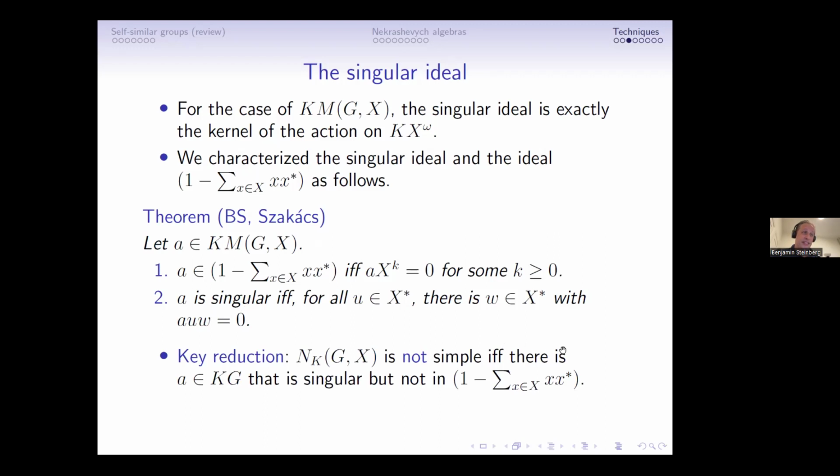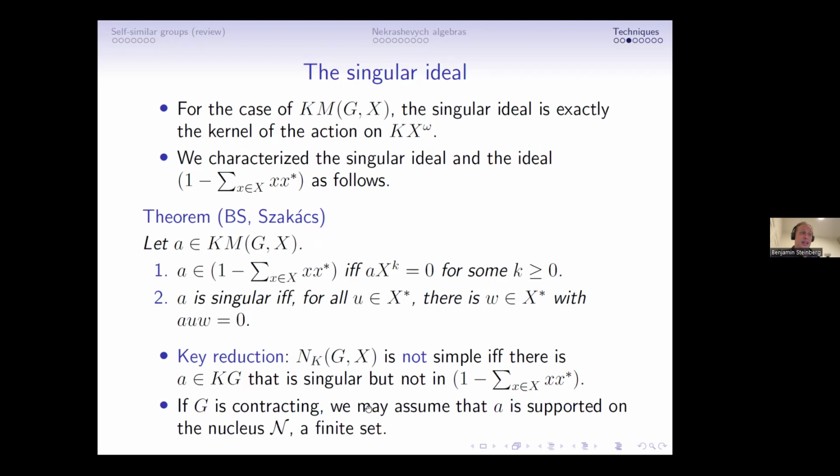And then there's a key reduction. We can show that this is simple if and only if there's an element of the group ring which is singular, but not in this Cuntz-Krieger ideal. So you don't have to look at arbitrary elements of this monoid algebra to figure out whether the Cuntz-Krieger ideal is the singular ideal. You just have to look whether there's something in the group algebra.